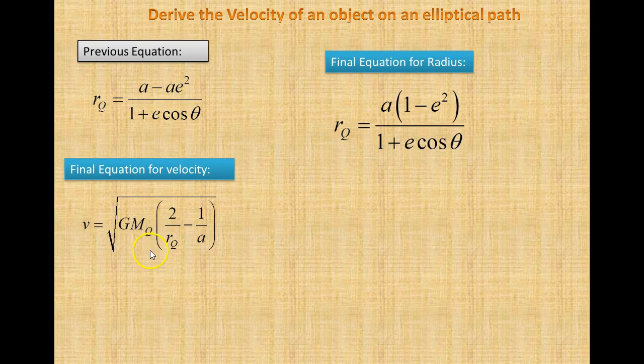And the final equation for our velocity is equal to the square root of gravitational constant G times the mass of the body at Q times the quantity 2 divided by RQ minus 1 over A, which is the semi-major axis. So therefore, to find the velocity at any point in orbit, we can find the radius at any point in orbit because we get the cosine of the true anomaly to find the radius. And then we plug this radius into this velocity equation, and we get the velocity. A is equal to semi-major axis, and angle theta is equal to true anomaly.